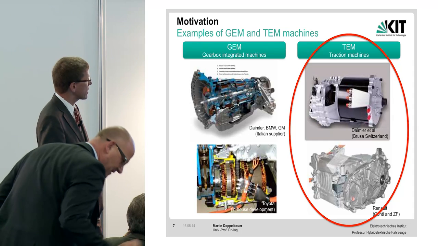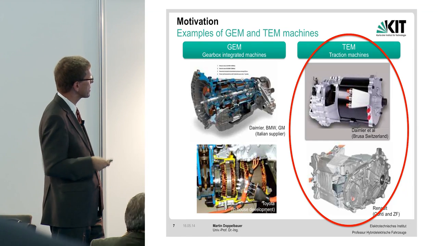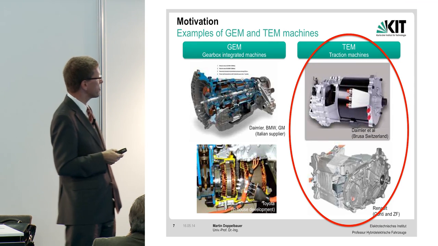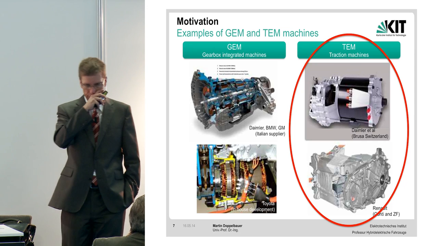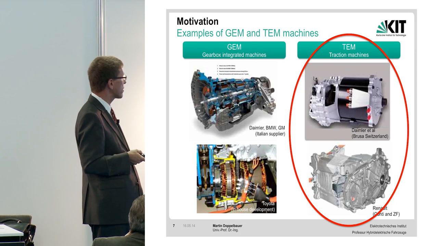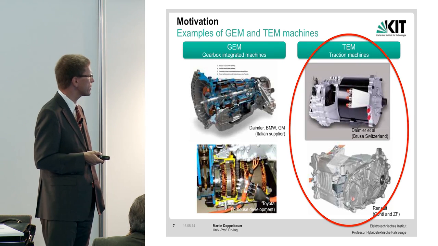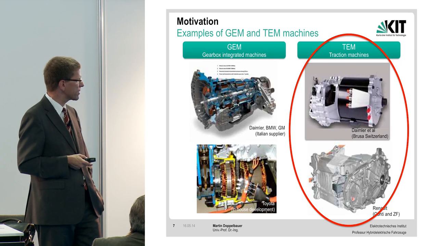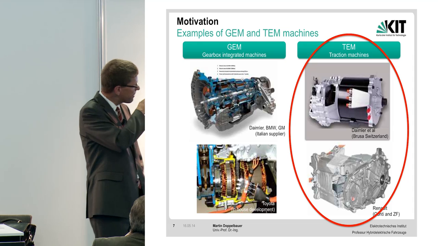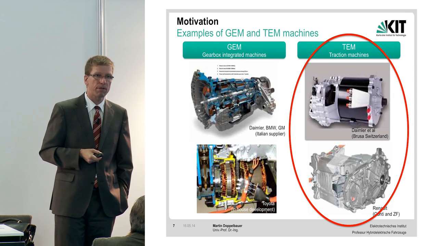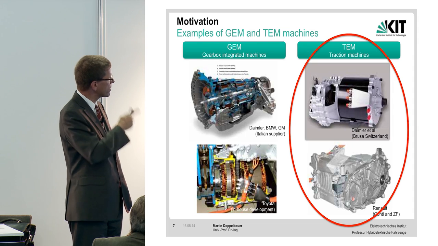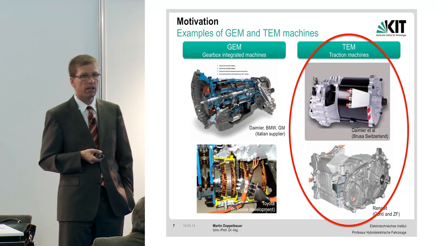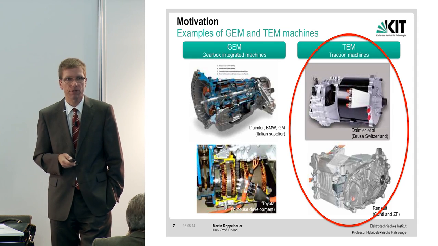Here you can see some very exemplary pictures. On the left hand, I've given some examples of gearbox integrated machines. The top picture is a very complicated, very high technology drive from a cooperation between Daimler, BMW, and General Motors. It's already finished, was many years ago. The lower left picture is from Toyota. And the pictures on the right are drives for traction purposes. The top one from Brusa, certainly very familiar here, a permanent magnet synchronous machine, and the lower one from Continental AG, a field winding synchronous machine.